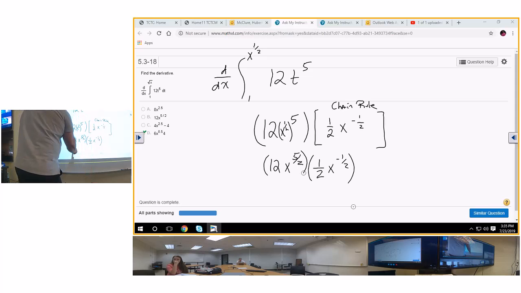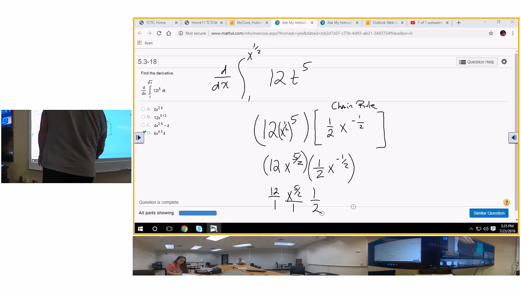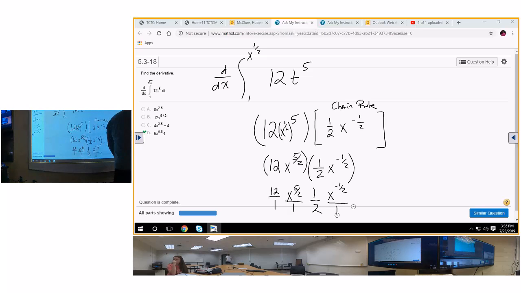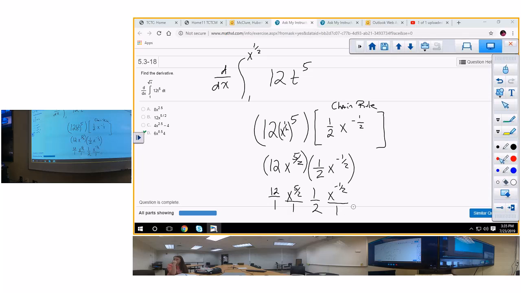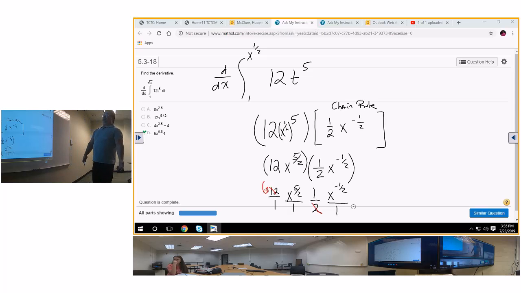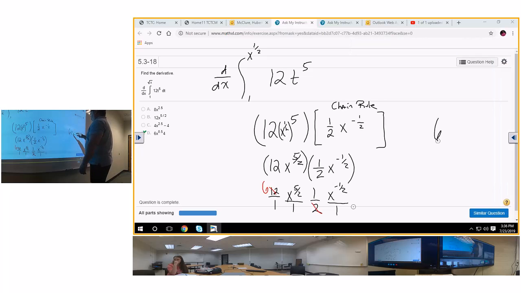And that's going to give you a 12 over 1, x to the 5 halves over 1, 1 over 2, x to the negative 1/2 over 1. And that 2 will cancel that 12 out to 6. And that'll be x to the 4 halves, which is x to the 2nd. So your answer is 6x squared.